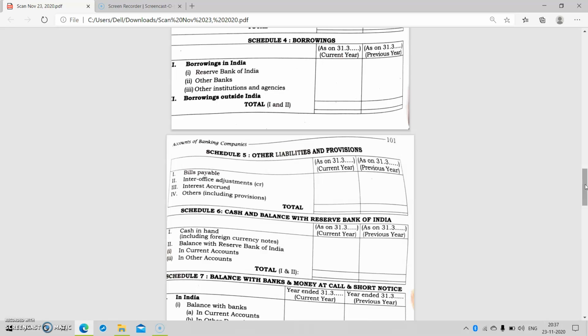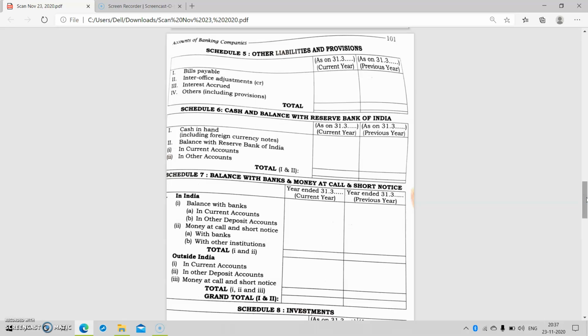So if our bank has advanced, that will come under assets, and if our bank has borrowed, it will come under borrowings. So borrowings in India, Reserve Bank of India, other banks and other institutions and agencies, and borrowings outside India also you can show if it's given. Total you can find. And now other liabilities and provisions, like bills payable. If there are any bills payable, inter-office adjustment, credit balance, liability. Credit balance means a liability, no? Interest accrued, that means interest which you have to pay on the various deposits which is not yet paid. Others, including provisions. So all other liabilities and provisions can be grouped here. And that's all with the liability side.